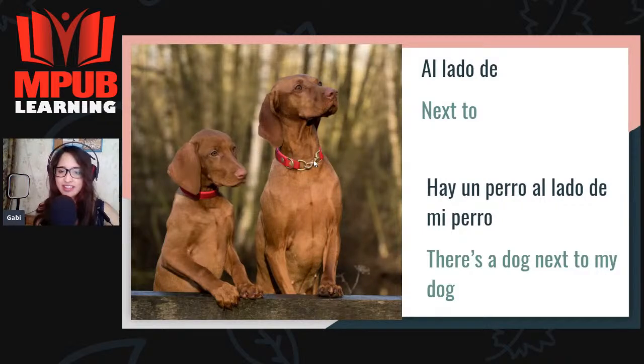Let's pretend this dog is mine or yours, and this dog is not yours. So if I say al lado de, hay un perro al lado de mi perro, my dog. There's a dog next to my dog. Hay un perro al lado de mi perro.